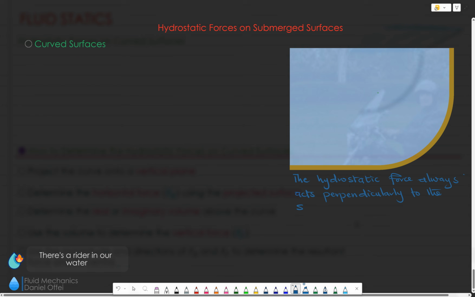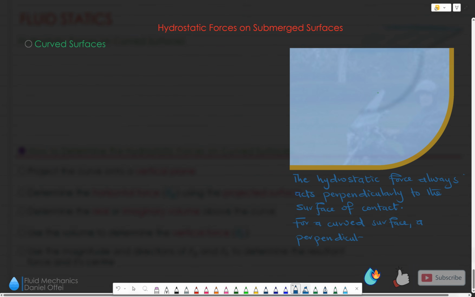In the previous session, we talked about hydrostatic force always acting perpendicular to the surface of contact. The situation is the same for a curved surface also. However, if we want to get a perpendicular line to a curved surface, we need to draw a straight line from the center to that curved surface.